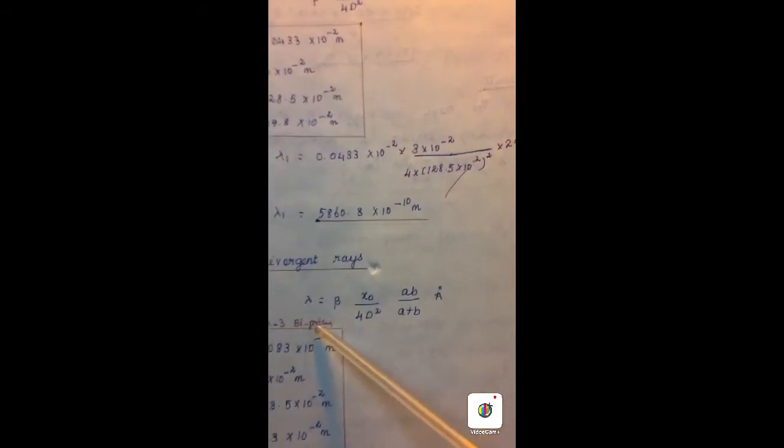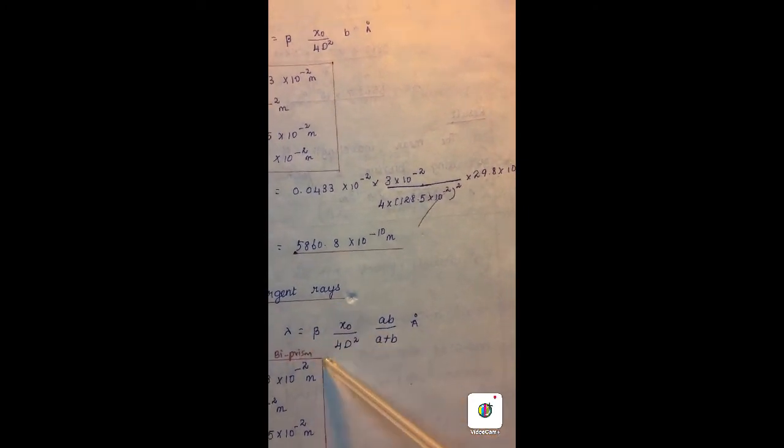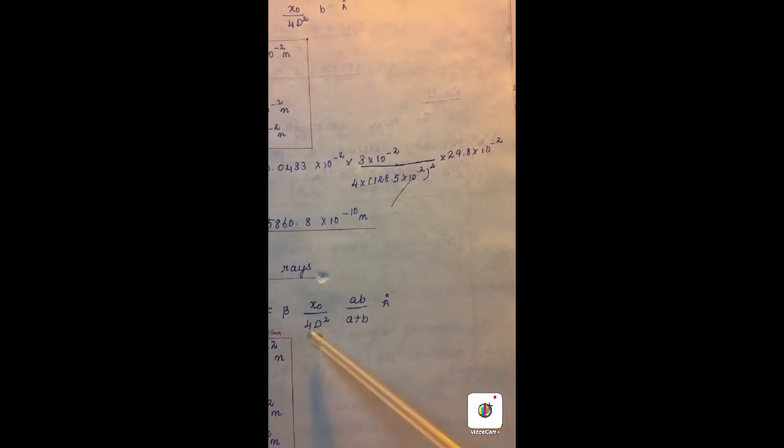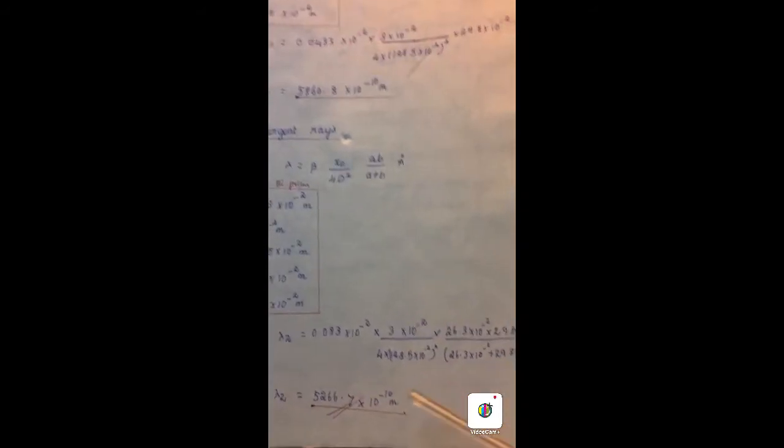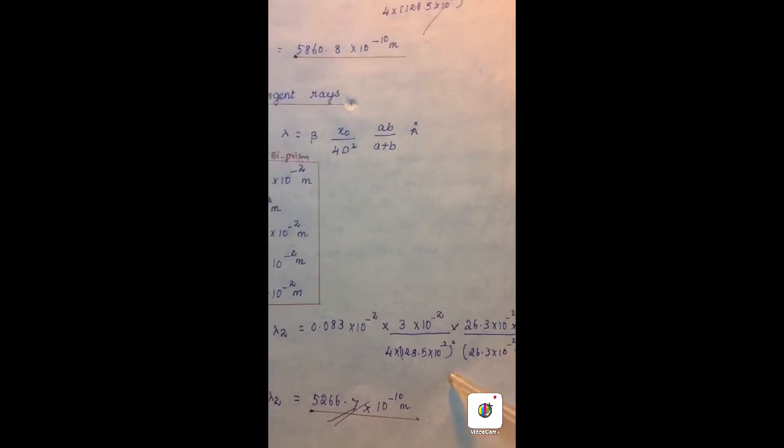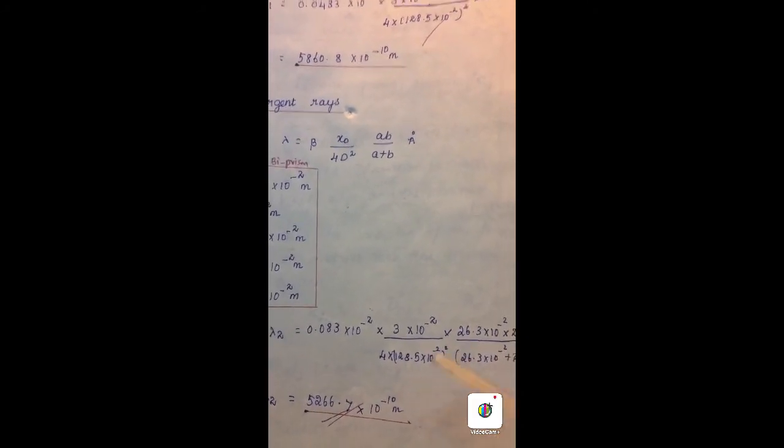Similarly, for divergent rays, of course, this formula can be used, that is beta dash into x0 divided by 4d square into ab divided by a plus b, and you can substitute these values and you could calculate the lambda value as, of course it is shown here, 5266.7 into 10 to the power minus 10 meters. So by taking the mean value of the two wavelengths measured from the parallel rays method and divergent rays method, we could arrive at the value of the wavelength of the monochromatic light, that is the sodium vapor lamp, as shown in this result.